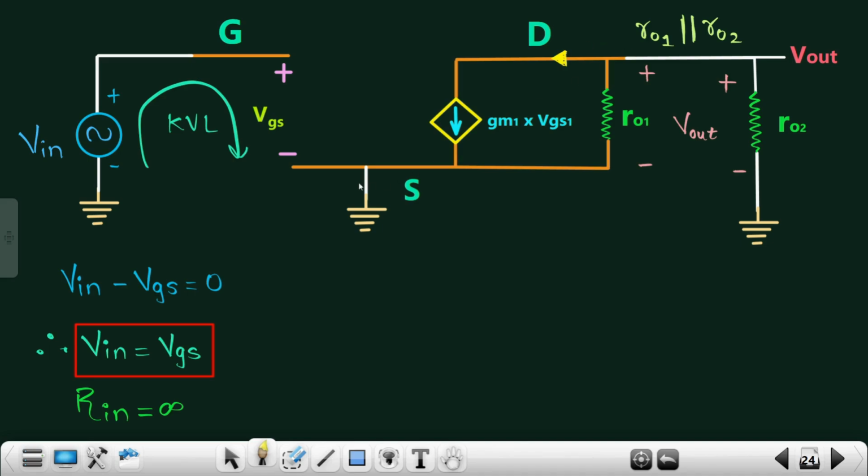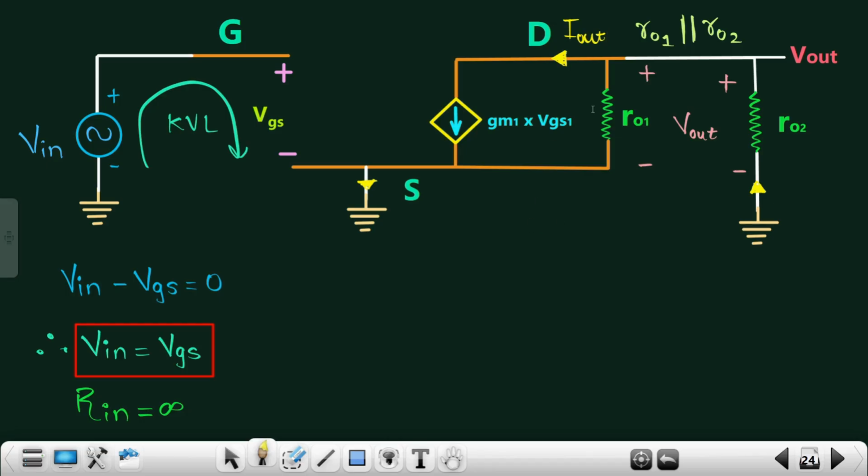If the current is flowing in this particular direction, then the same amount of current will flow over here. What is this particular current? Let's assume that this particular current is I out. What is I out over here?